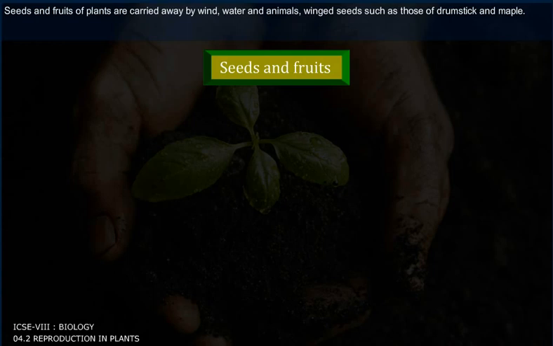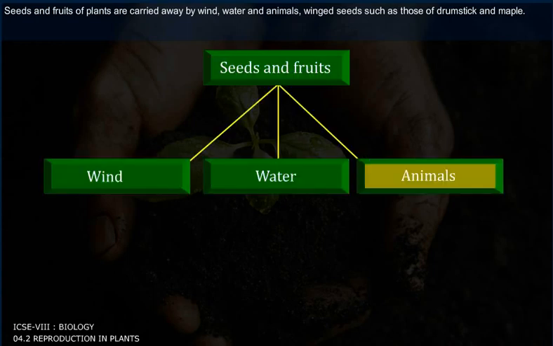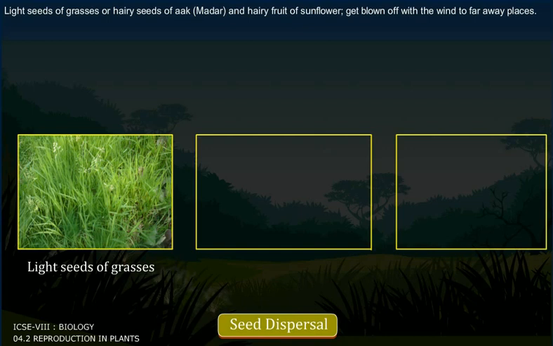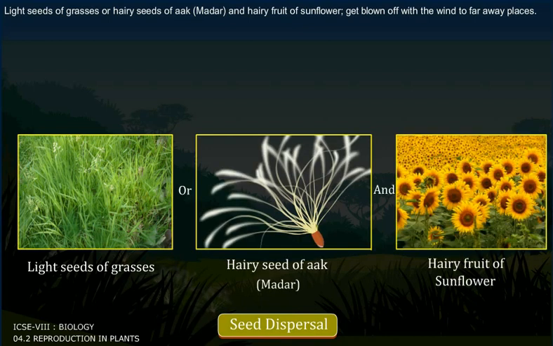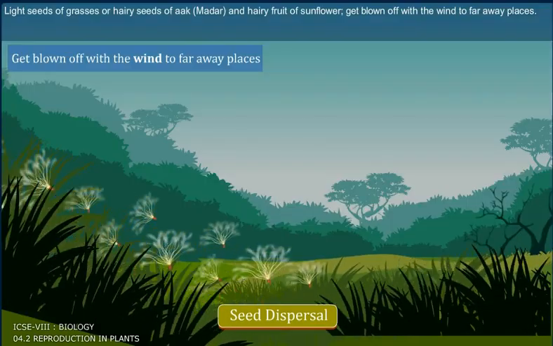Seeds and fruits of a plant are carried away by wind, water, and animals. Winged seeds such as those of drumstick and maple, light seeds of grasses, or hairy seeds of oak, madar, and hairy fruit of sunflower get blown off with the wind to faraway places.